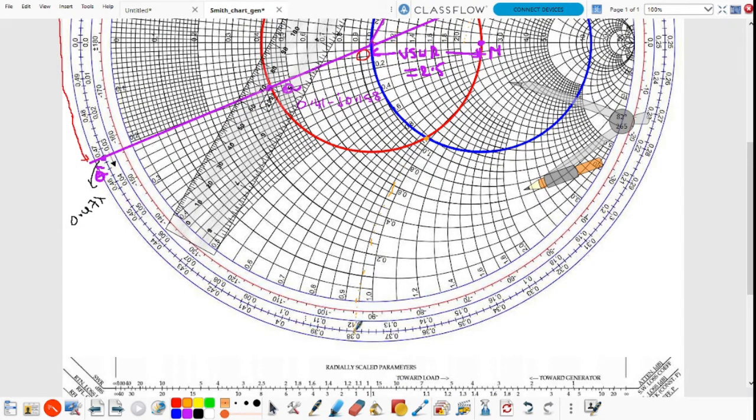That cutting point on the outer circular rim of the Smith chart is considered as point C. At this point C, on the wavelength scale, this is 0.37 and this is 0.38. So approximately this point is 0.379 lambda.